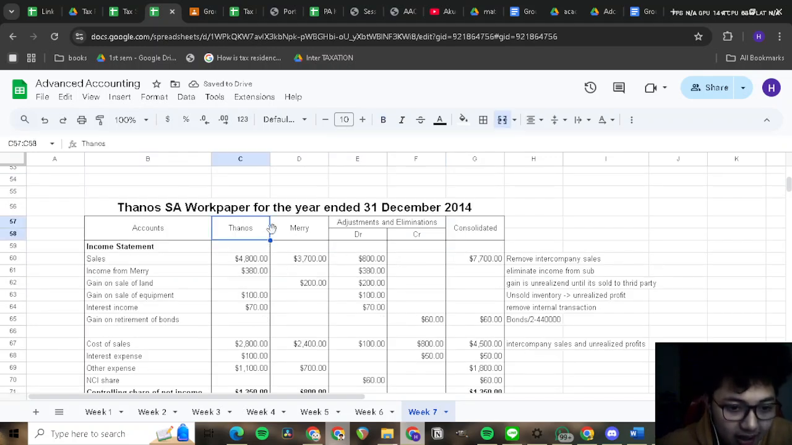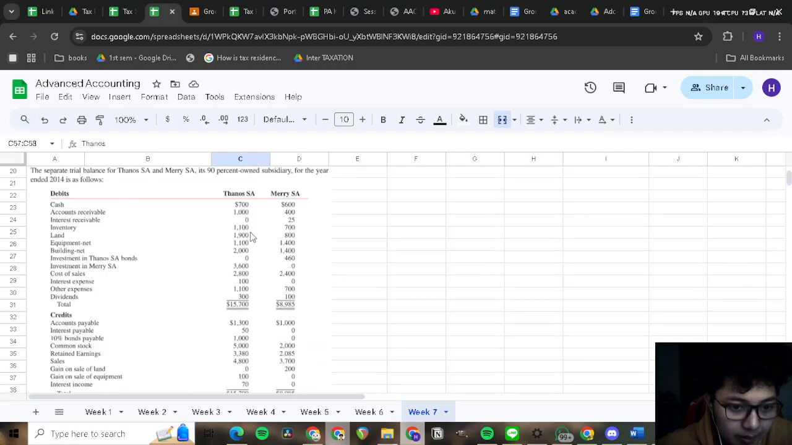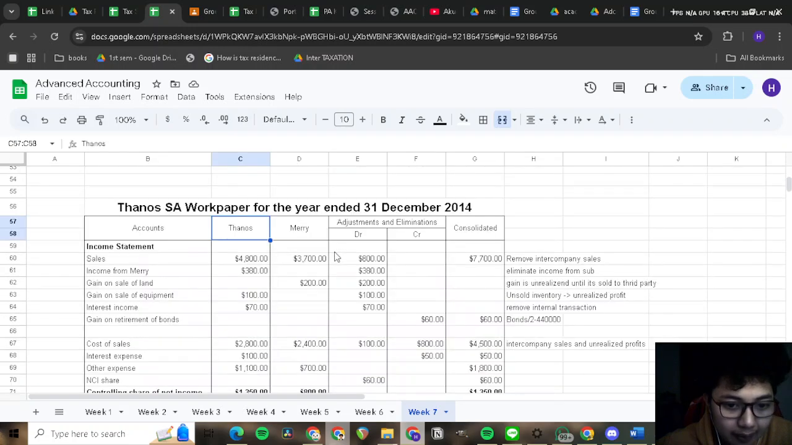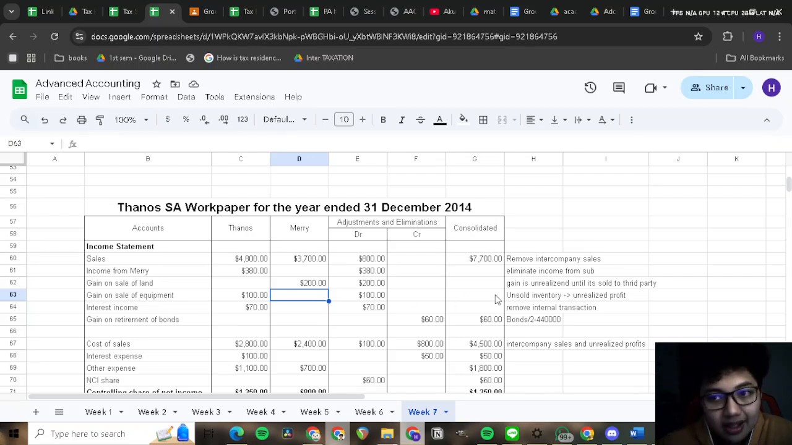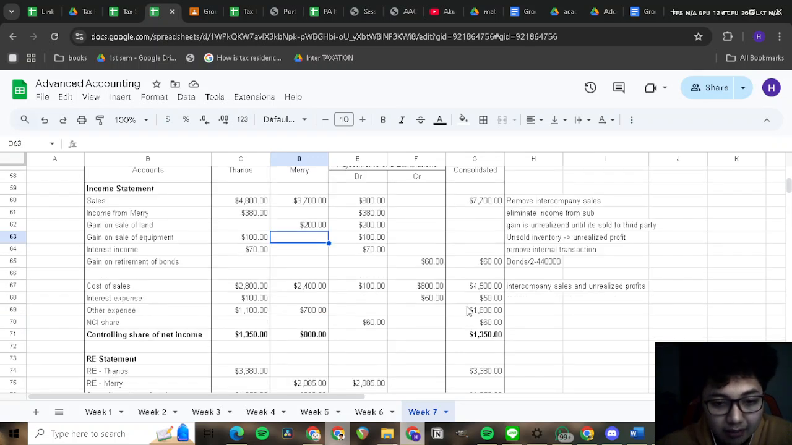You have accounts from Thanos and Mary, which is basically the same as this. In consolidation, usually you would just combine Thanos and Mary's, right? So if you have this amount of sales and this amount of sales, you would combine them and that would be consolidated. But the thing with consolidation is that there are certain adjustments we have to make. For example, to remove intercompany sales, maybe the income from subsidiary account, maybe to record unrealized gains on unsold inventory, unrealized profits, things like that.